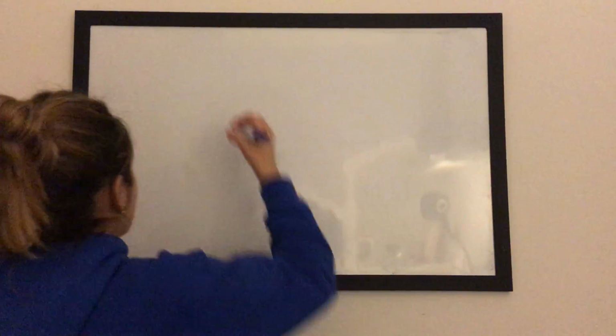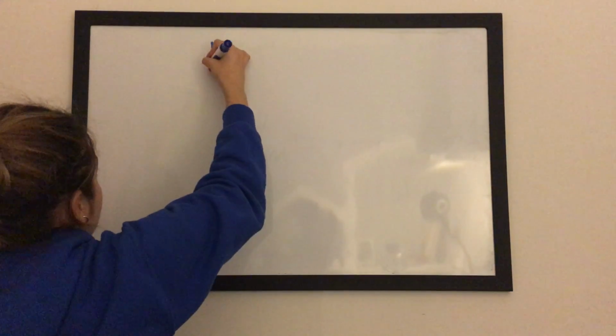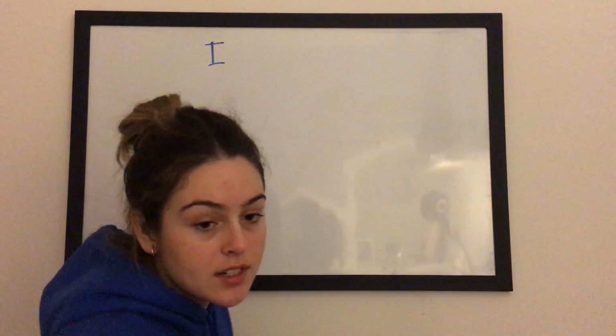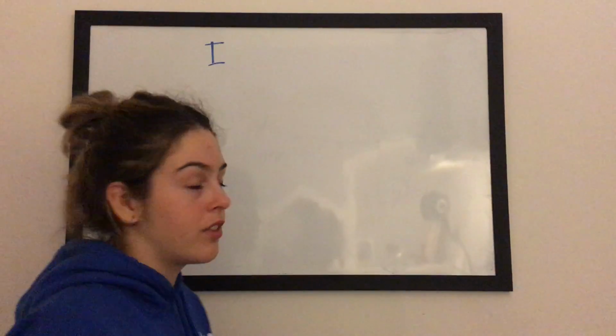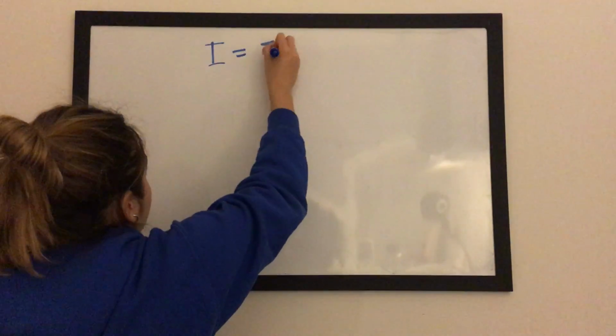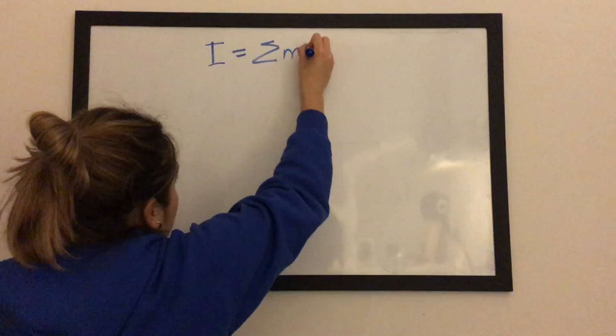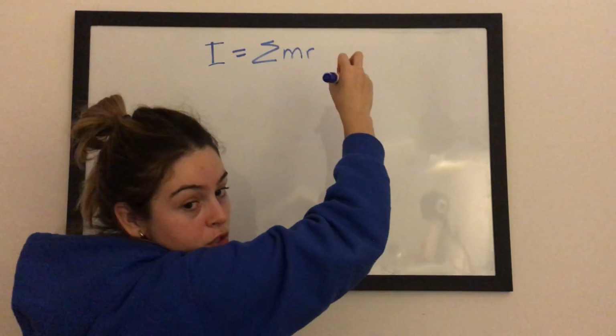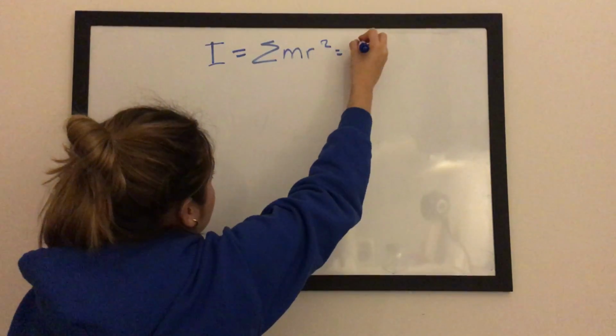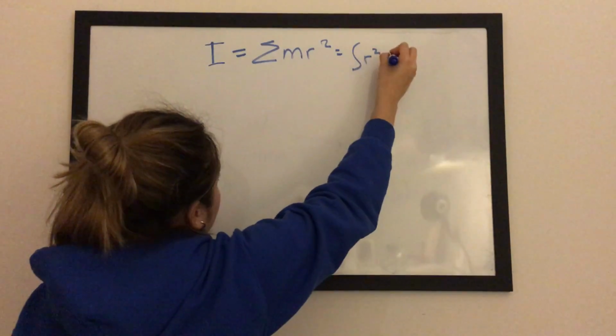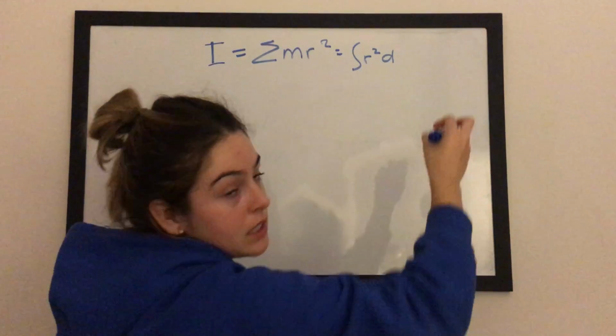So first of all, I would define moment of inertia as an object's resistance to a rotational or angular acceleration. The symbol that represents moment of inertia is I. And a common formula for that is the sum of mass times radius squared, which is equal to the integral of r squared dm.